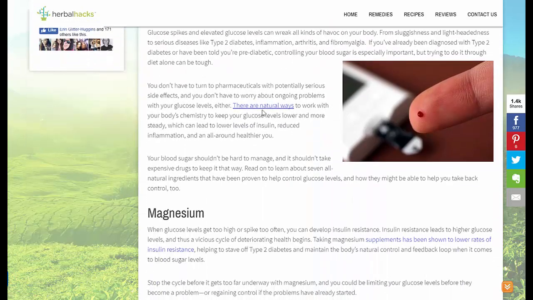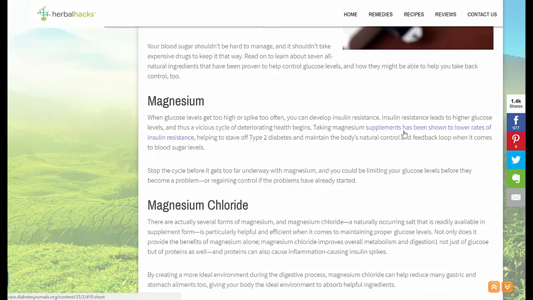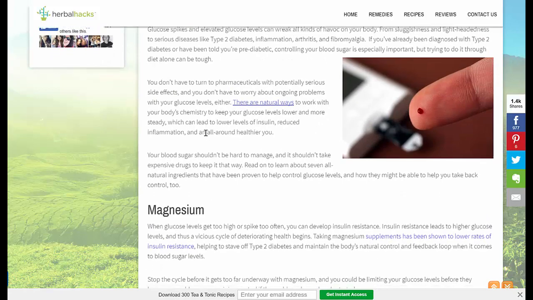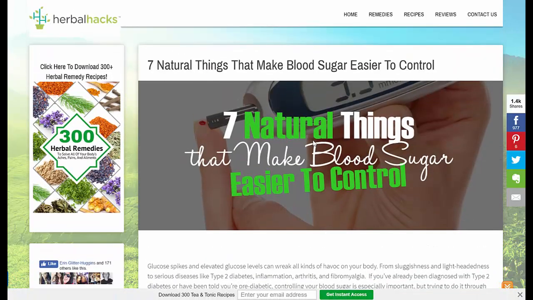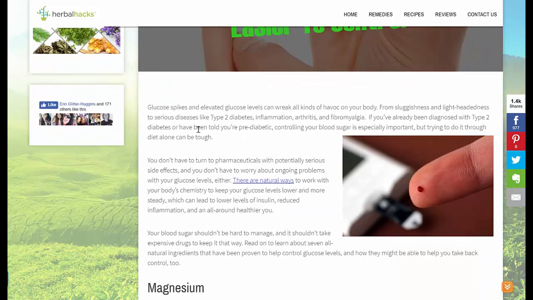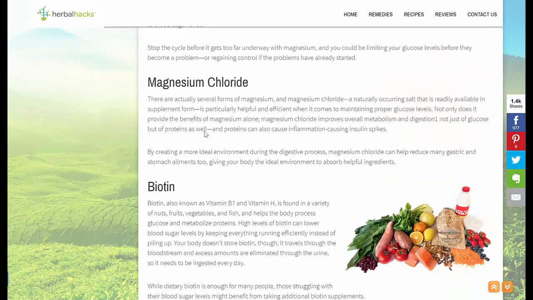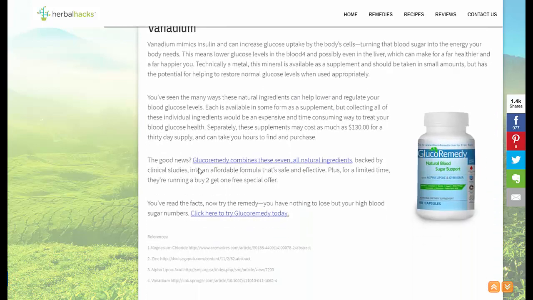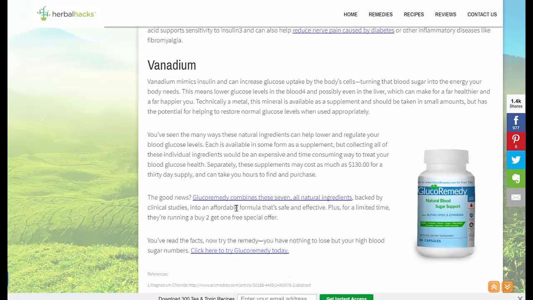We scroll down. You've got the inline links. These are natural ways. Supplements has been shown to lower rates of insulin resistance. These all go to the same spot. And then, like I told you, it's a listicle, that type of advertorial, and it's just telling people what is inside. These are the things that you can eat, and you can go do all of these, or you can buy this product and get everything in one spot.